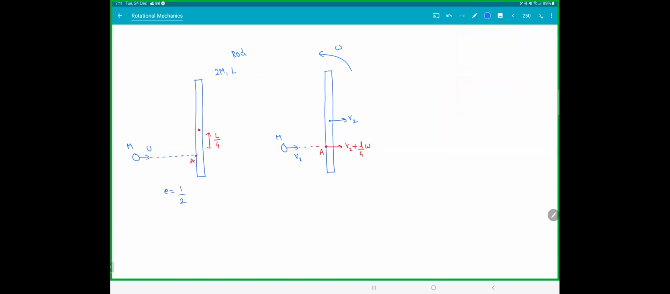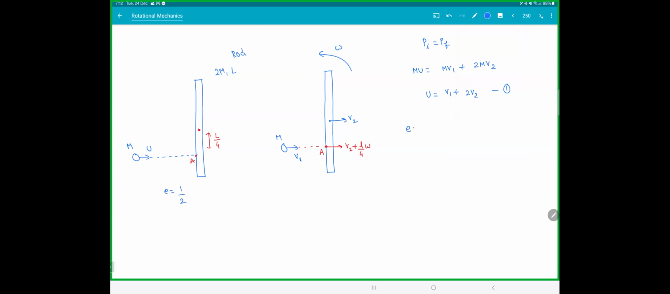Step 2, linear momentum. P initial is equal to P final. Initial momentum is mu, final momentum is mV1 plus 2mV2. So u is equal to V1 plus 2V2. Remember, linear momentum is unaffected by omega. The body rotating doesn't matter. Linear momentum of the system is mass into velocity of center of mass.